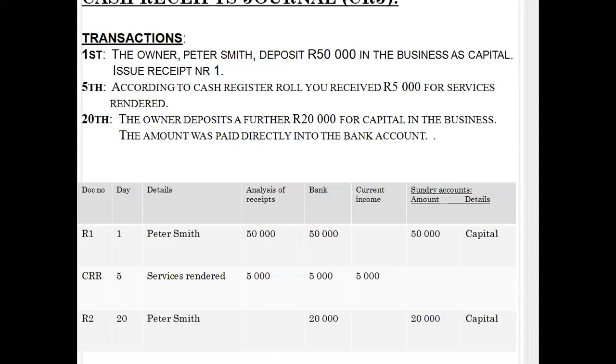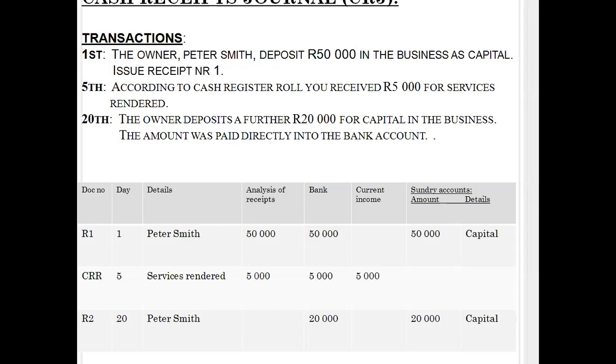Details, right? We know who the owner is. We've got a name, Peter Smith. 20,000 is the amount. It goes directly to the bank, so nothing with analysis of receipts. And you must say what is it for? It's a capital transaction, so that will go to sundry accounts. You write the amount 20,000 and you say it is for capital. Okay.